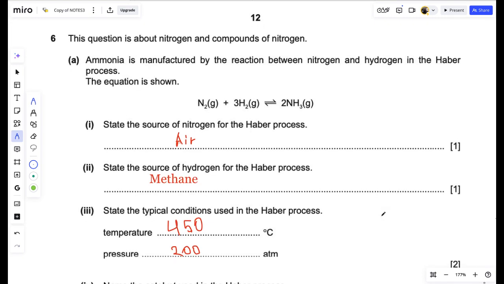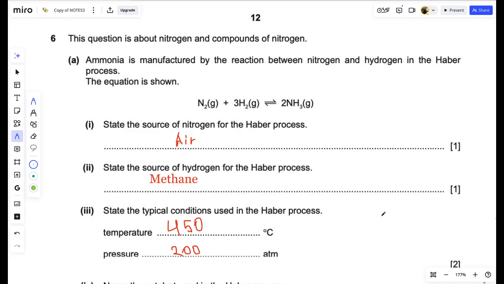Question 6 says, let's hurry up because we have to finish quickly. This question is about nitrogen and nitrogen compounds. Ammonia is manufactured by a reaction between nitrogen and hydrogen in the Haber process. The equation is shown: nitrogen gas reacts with hydrogen gas in a reversible reaction to produce ammonia.